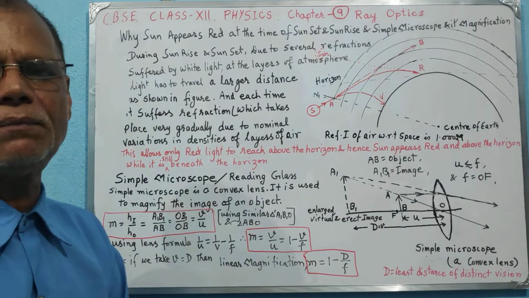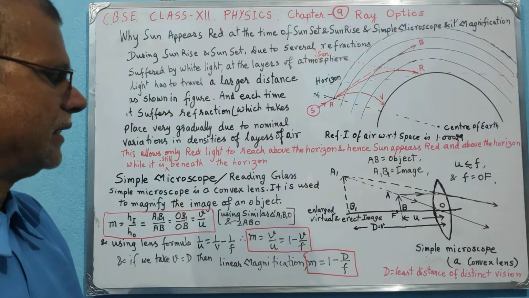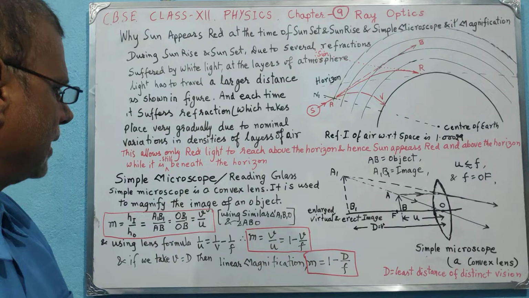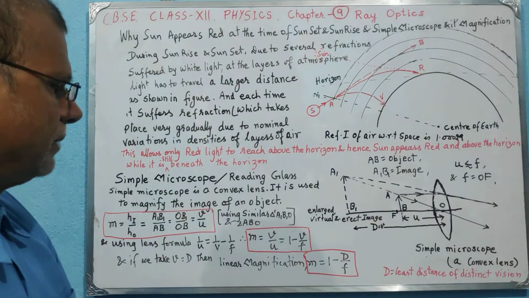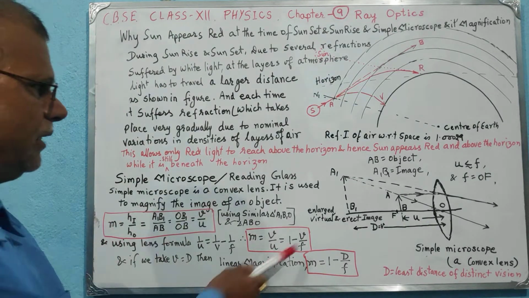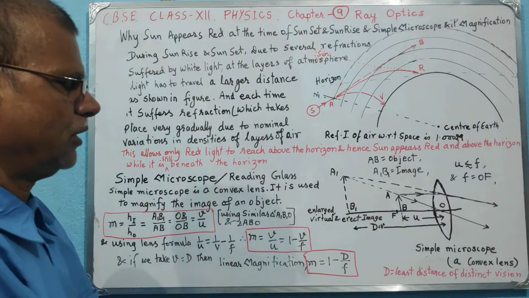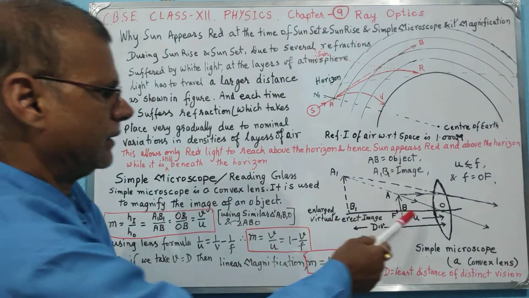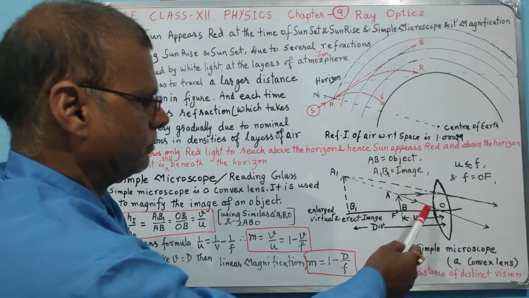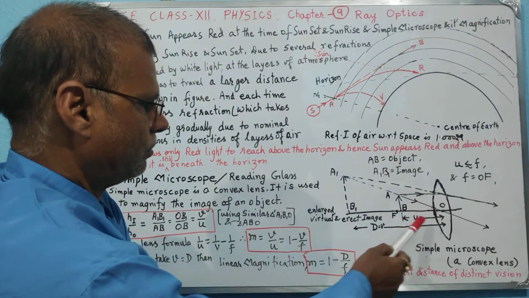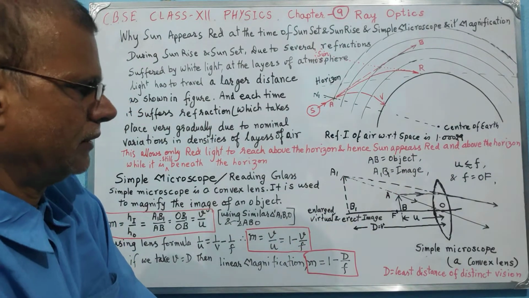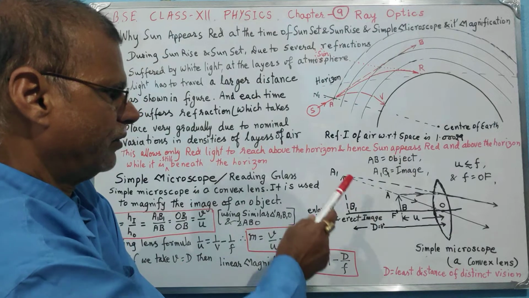Now if we want to find the magnifying power, or the magnification, of the convex lens, that is the simple microscope, we need to find the ratio of the height of the image, that is A1B1, to the height of the object, that is AB. From triangle ABO and triangle A1B1O, these two are similar triangles because this angle is common to them. Here angle B1 and angle B are 90 degrees, so the third angle is also equal. Therefore the two triangles are similar.